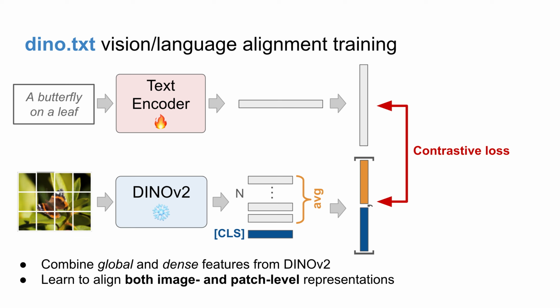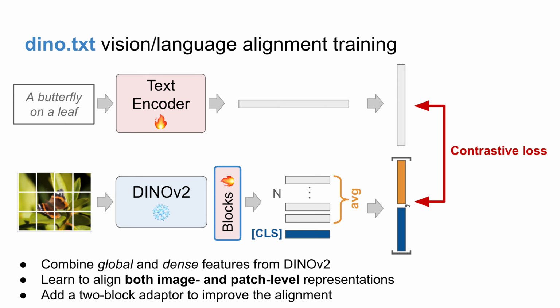With our method, dino.txt, we propose to align both the CLS and the average of the patches to the text embedding. In particular, we simply concatenate the two embeddings, providing us a single descriptor, which is aligned to the text. With this simple strategy, we learn to align both image and patch level representations. Additionally, we add a two-block adapter on top of the frozen encoder in order to further improve the alignment.